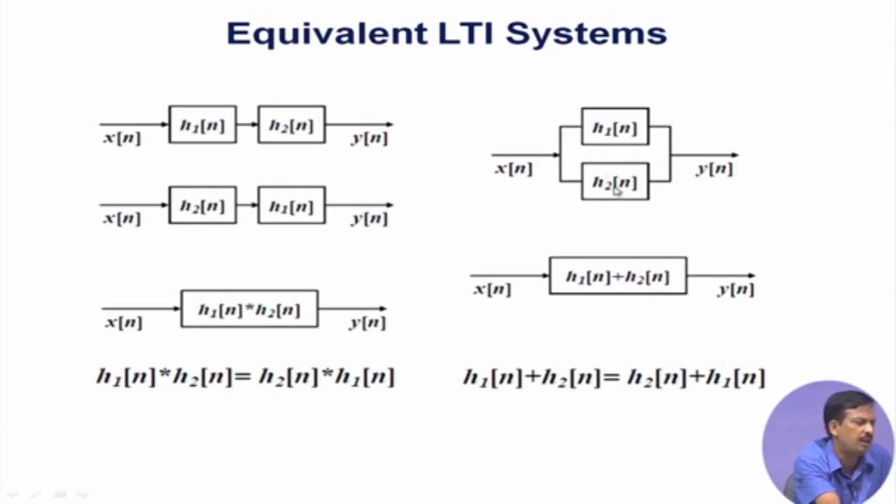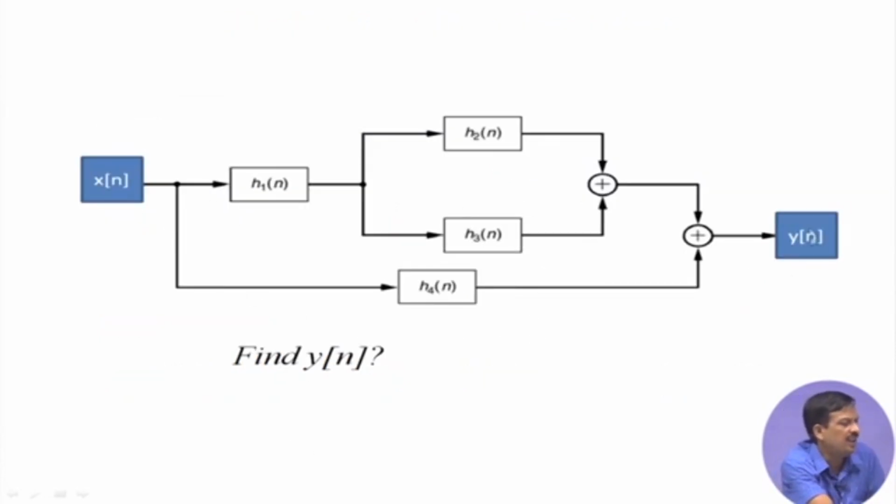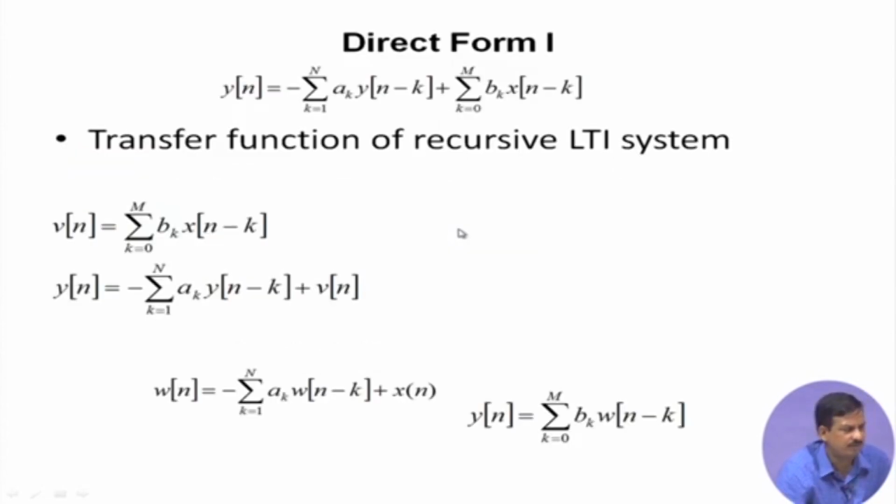This is parallel; I can shift it here and here, so I can add it or I can convolve it. This is a review of the system properties. Then I can ask you to draw the transfer function of this one. These two are parallel, this is in series with these two systems, and then again the whole transfer function will be parallel. You can practice it.